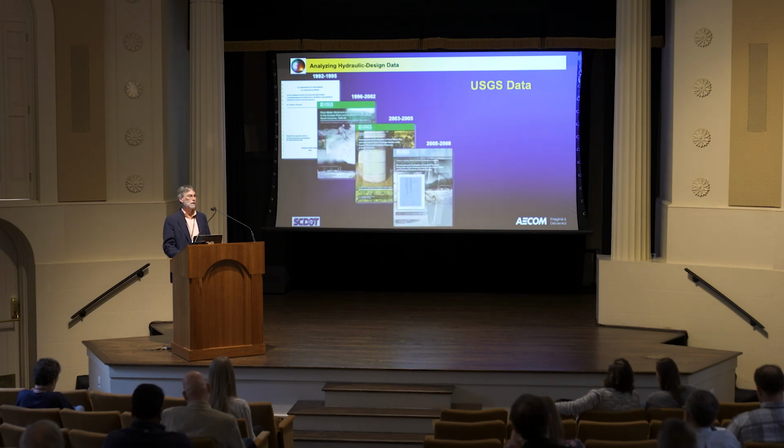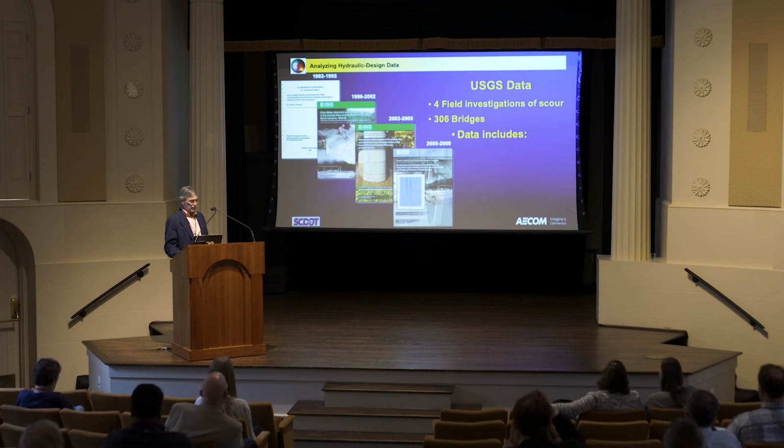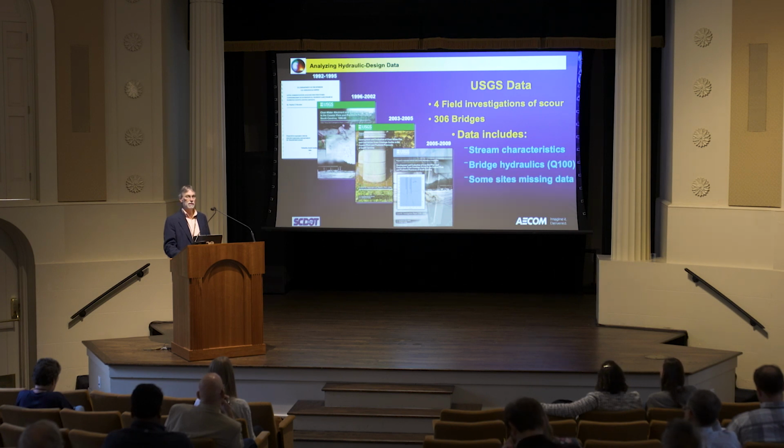These were the four reports from the USGS that we used as part of the analysis. There were 4 field investigations, 306 bridges, and then data includes stream characteristics, bridge hydraulics for the 100-year flood, and then keep in mind that some of these sites have missing data, so we weren't able to use all of them, but we were able to use a good bit of them.